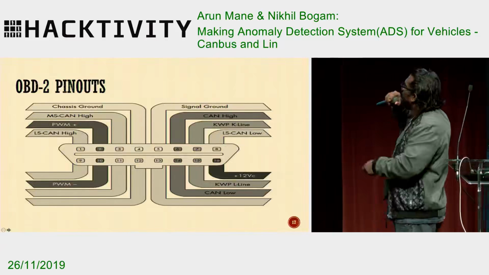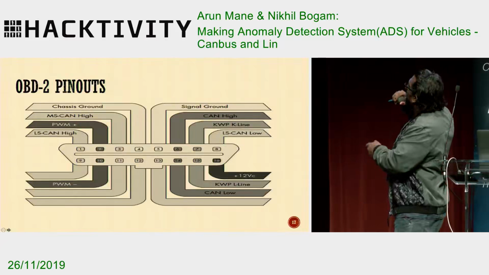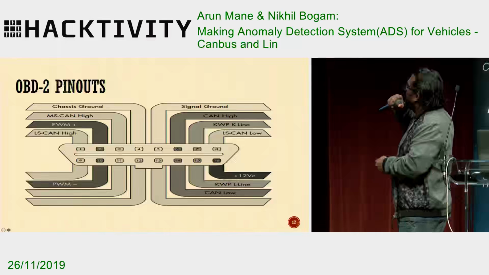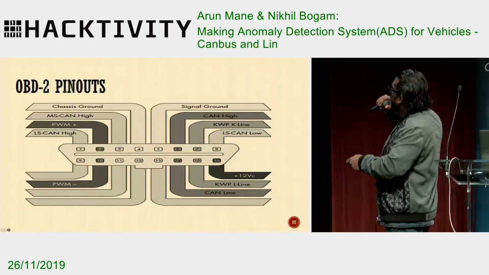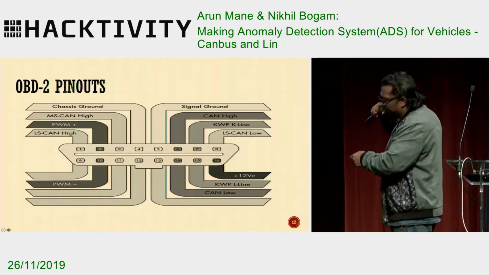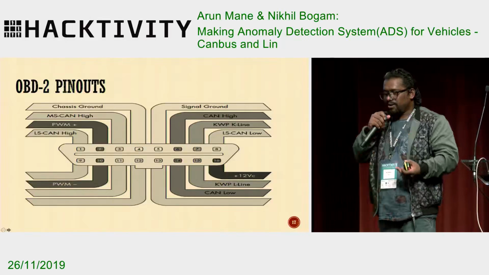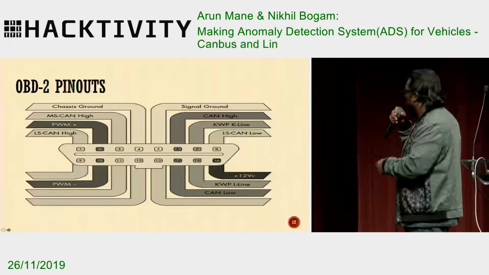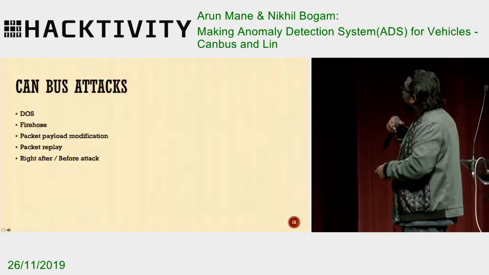If I compare to OBD2, here we talked about CAN high and CAN low, pin numbers 6 and 14. If you compare with all the extended protocols, you can see that every pin has a different meaning, or rather different definitions, or different pin IDs.